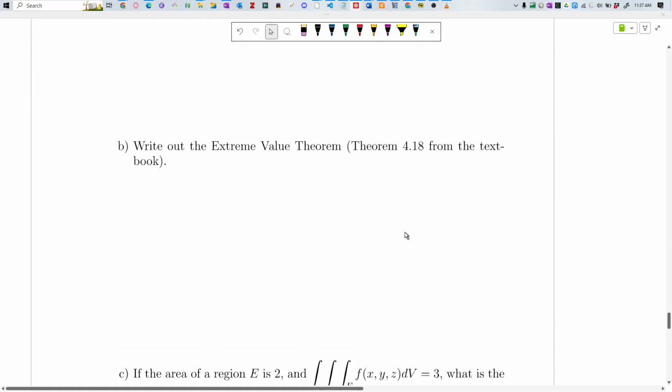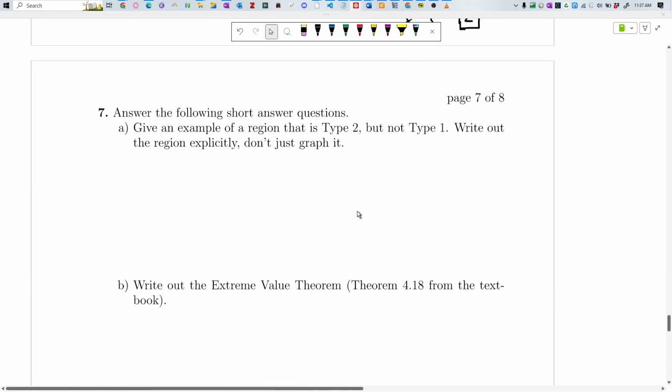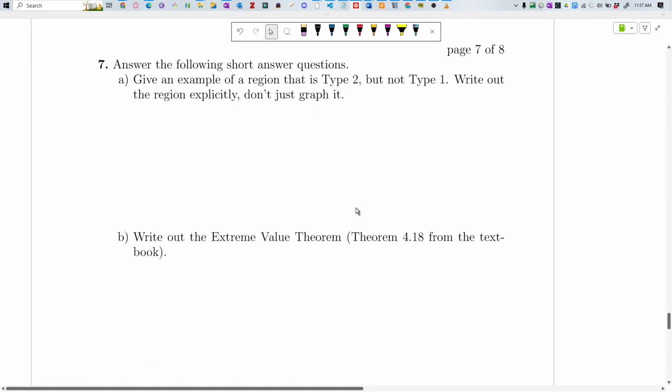Number 7, and I think that this is a bunch of short answer problems that make up the last part of the exam. Give an example of a region that is type 2 but not type 1. Write it out, don't just graph it. Okay, type 2 but not type 1.